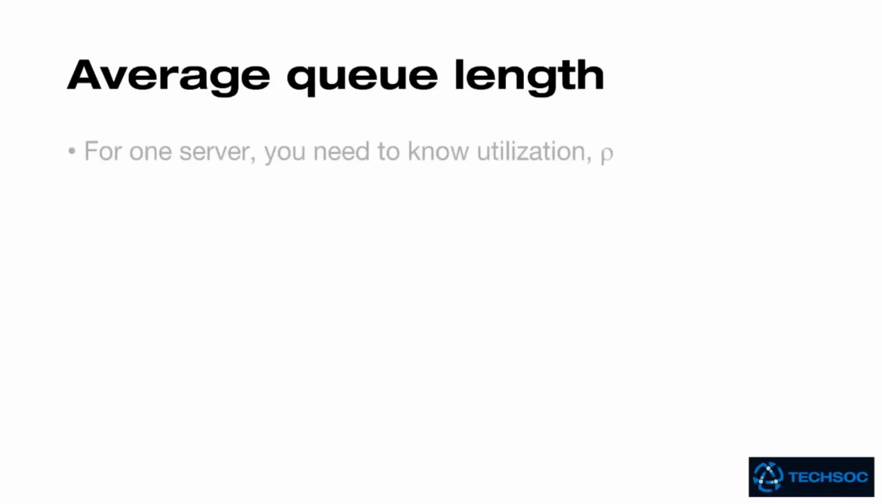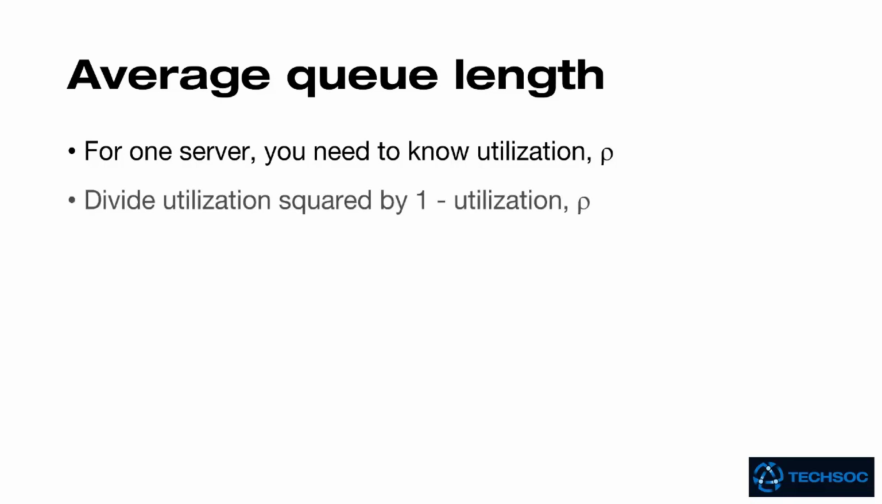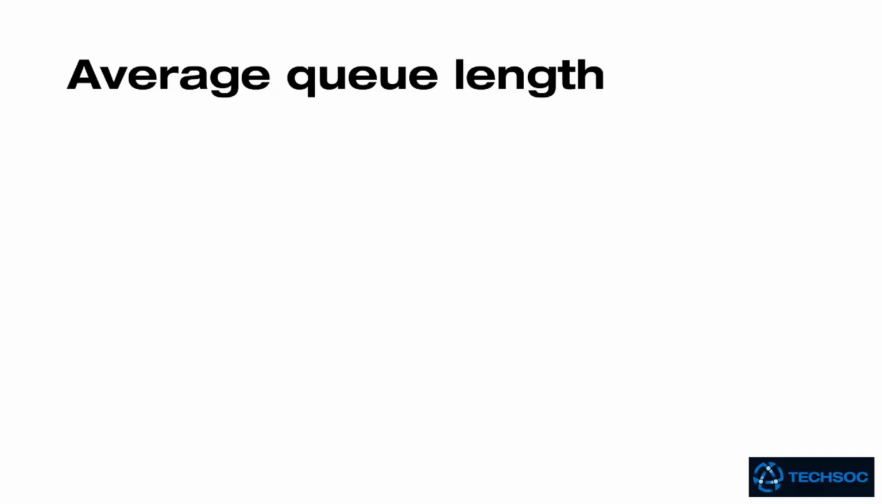After you measure a queue's utilization, you can calculate the typical values describing its performance. In this movie, I will show you how to calculate the average length of a queue. For 1 server, you need to know the utilization, which is rho. You divide utilization squared by 1 minus utilization. So the average length of the queue, indicated by L sub q, equals rho squared divided by 1 minus rho. That is what it looks like for a single server.